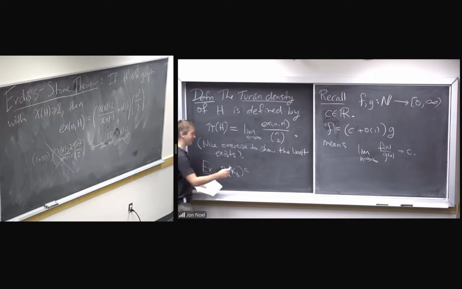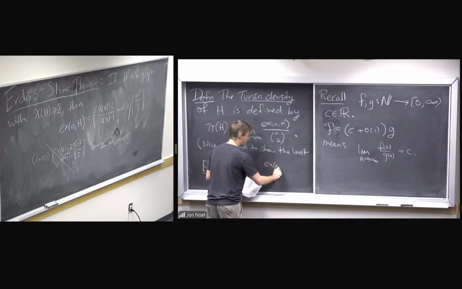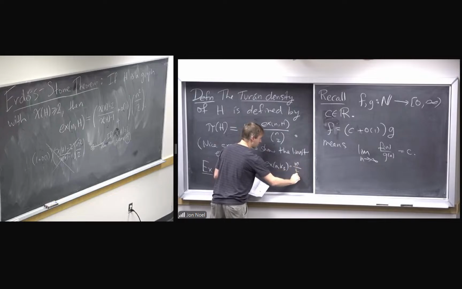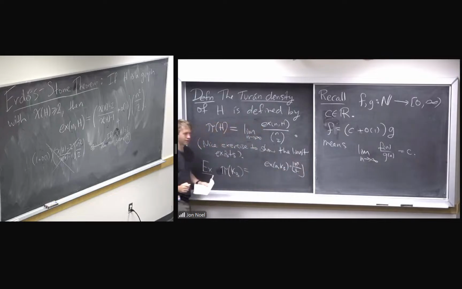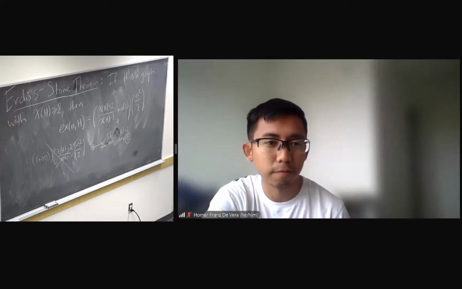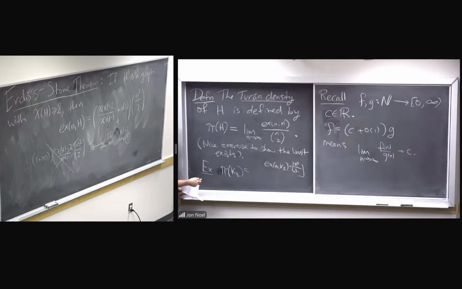Well, I'll give you one hint: the extremal number was the floor of n squared over 4. That was from Mantel's theorem. Is it 1/2? Yeah, exactly. I think you guys answered at the same time.